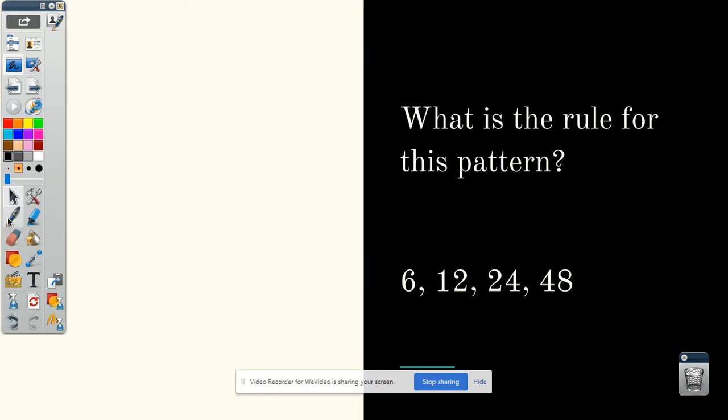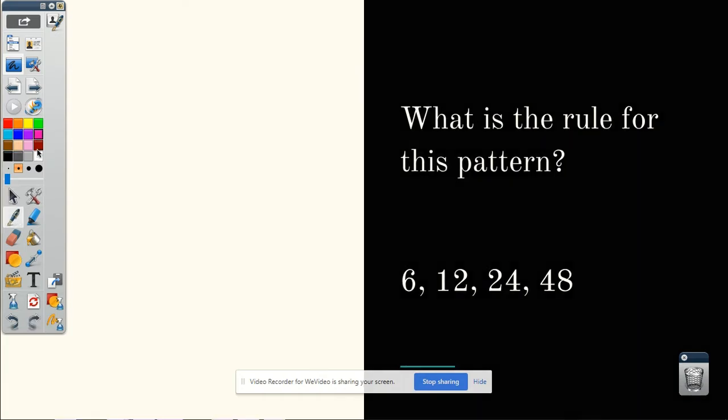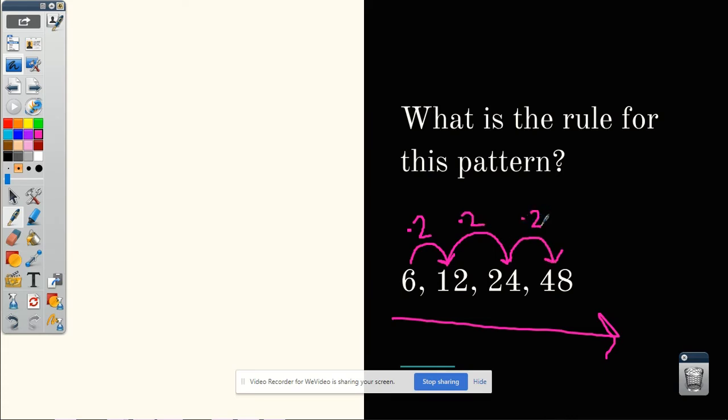All right, same deal, guys. Make sure you're pausing to try to solve this on your own. Okay, you are back in play mode because you're ready to get the answer. I notice that the numbers are getting bigger. This time, it is actually going to be a little bit different. 6 times 2 is 12. 12 times 2 is 24. And 24 times 2 is 48.